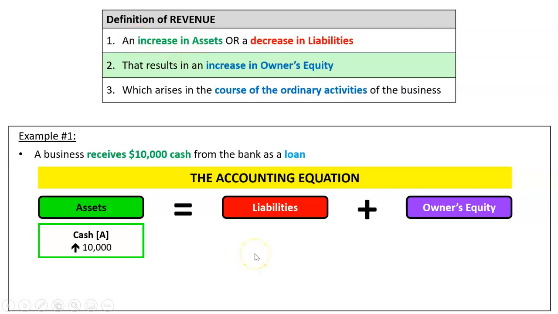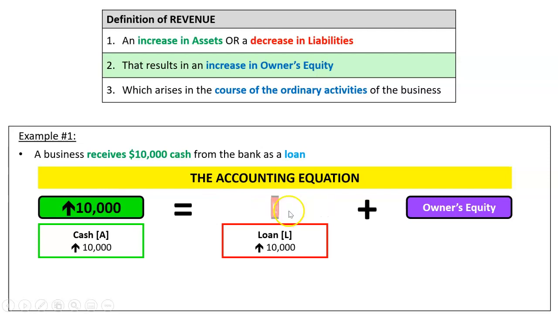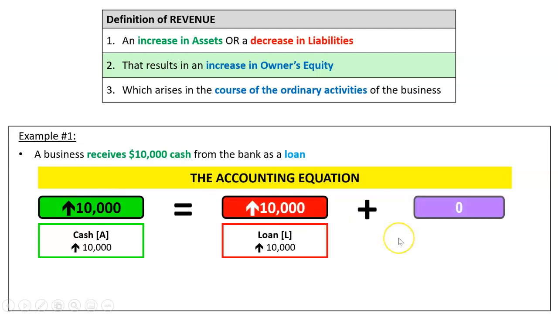But what also happens here is you get a liability called the loan. There's an obligation to pay that back. So if we look at the accounting equation here, assets went up 10,000, liabilities went up 10,000, and nothing happened to owner's equity. So let's go through our definition. Is this a revenue? Well, you probably just know it's not.